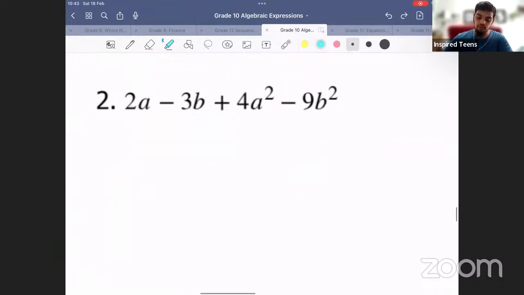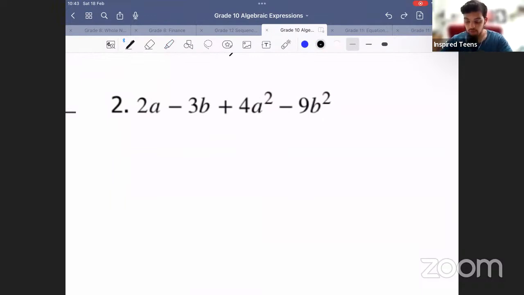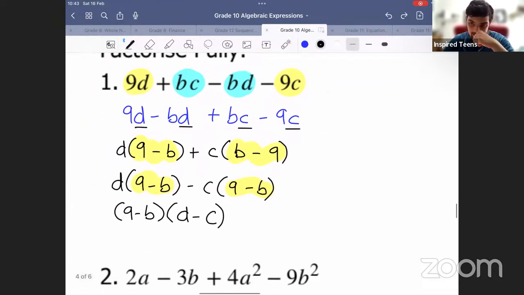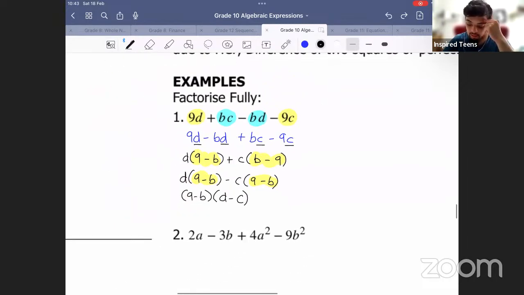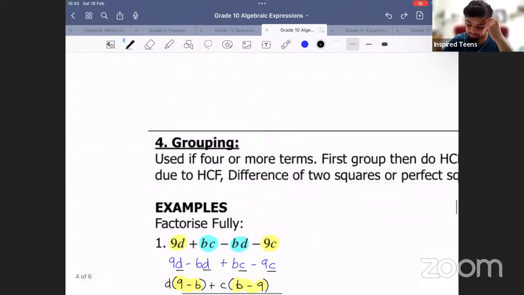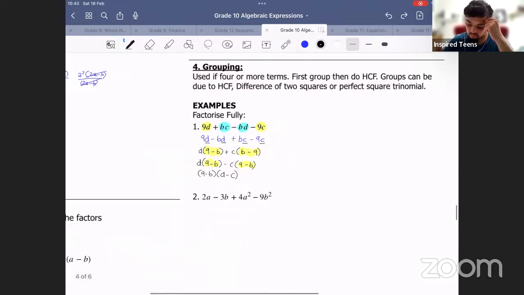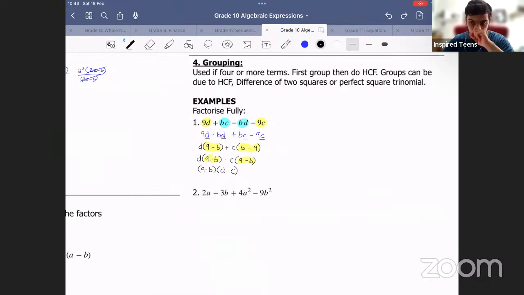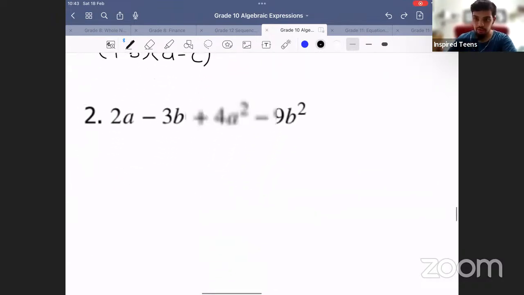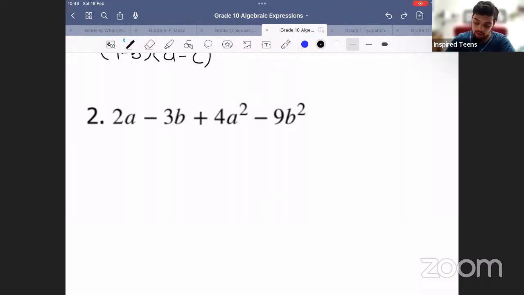If you guys are confused about anything to do with grouping, let me just do the second example. Okay, so we have 2a minus 3b plus 4a squared minus 9b squared. So I'm looking for highest common factors. Just listen to the second example and tell me if you're still confused, because I still don't understand the question. Again, we have 4 terms, so we're going to try to group in order to factorize.